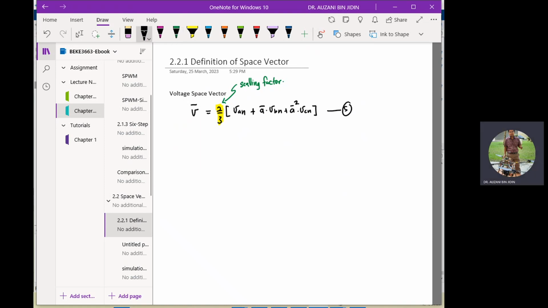So the space vector V, the voltage space vector, we can also rewrite the equation by writing the equation into rectangular form, which is VD plus JVQ, right? Rectangular form. You have real and imaginary part. So this equation, another equation, we put as equation number 6.